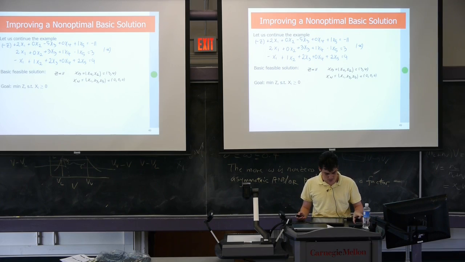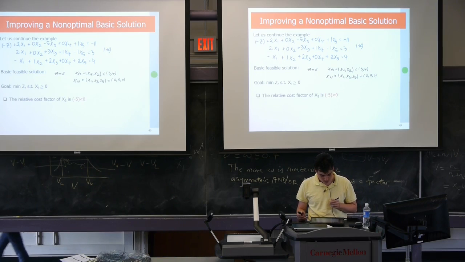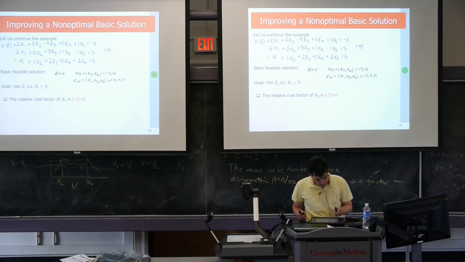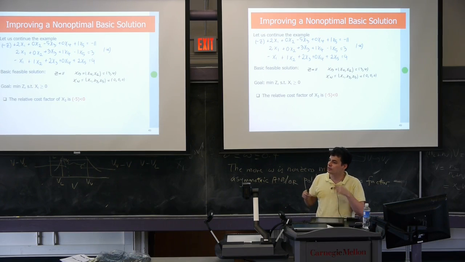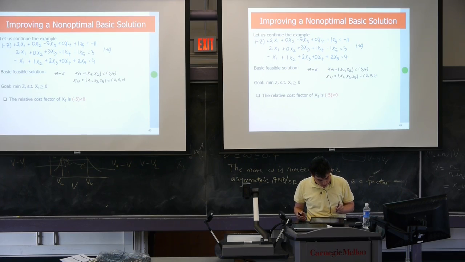So our goal is to minimize z such that all those x variables are non-negative. And the coefficients in the cost function are called relative cost factors. Cost factors because they are part of the cost function, and relative because whenever we do a pivot, these values change. And what we can observe is that the coefficient of x3 is negative. Right? It's minus 5.